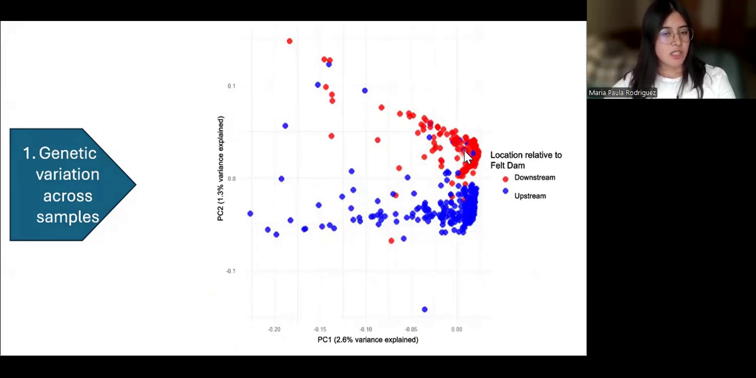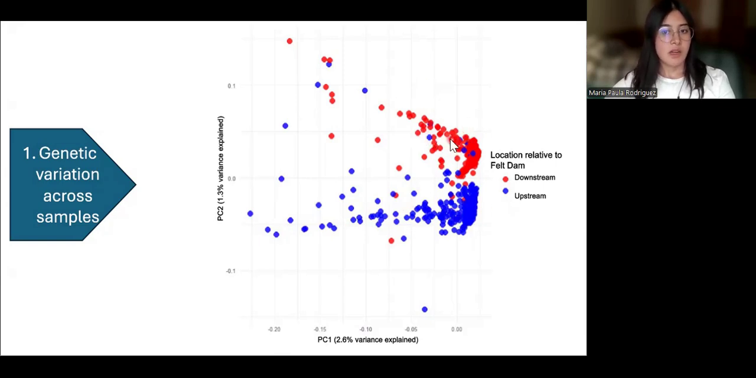What this analysis shows is that, although there are some exceptions, fish upstream of the dam, shown with blue dots, are more genetically similar to each other than to fish downstream. Most upstream samples are clustered at the bottom of the graph. Likewise, fish downstream, shown in red, are more genetically similar to each other than to fish upstream.